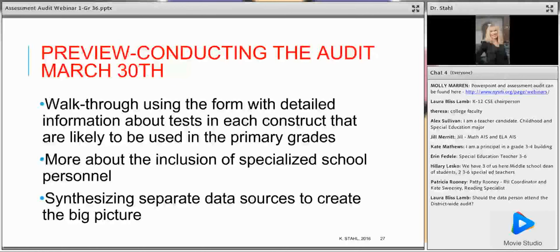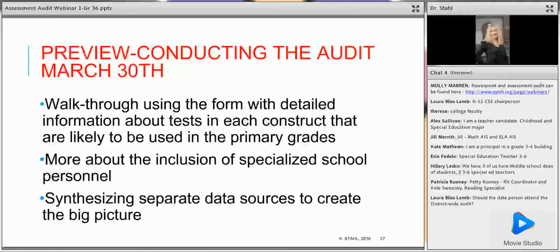So now what I'd like to do is open it up for some of your questions about the audit process or about anything else. Should the data person attend? I love these questions. Should the data person attend the district-wide audit? Absolutely.